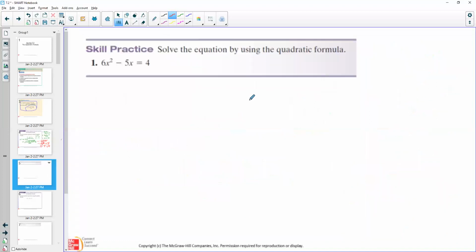So you try this one. It works exactly the same way. Same process. Make sure things are in standard form first. Figure out your A, B, and C, and go from there. For this one, when you're done, you should get 4/3 and -1/2.